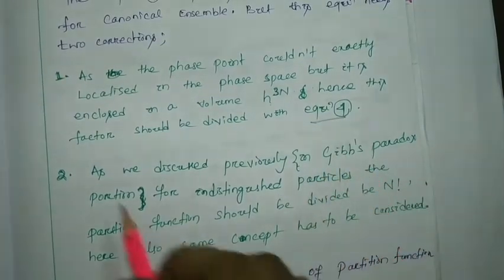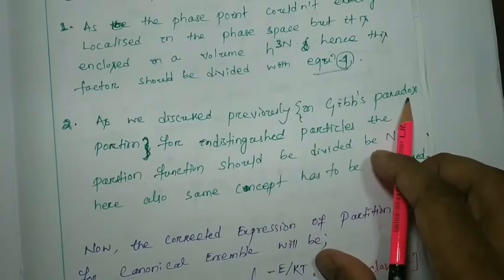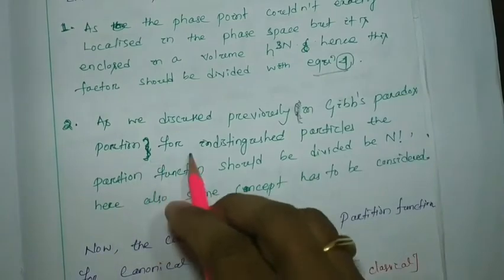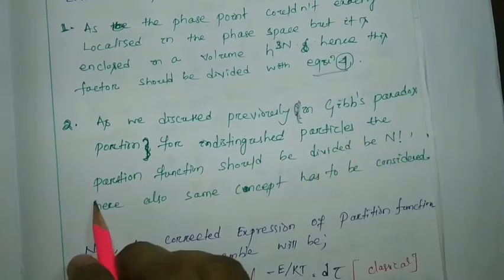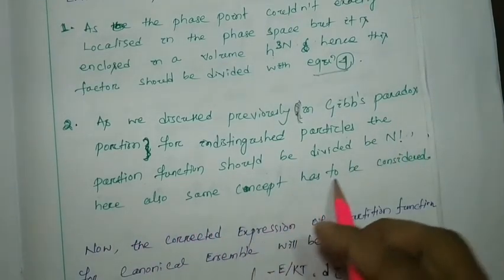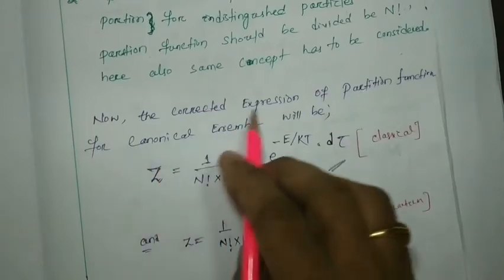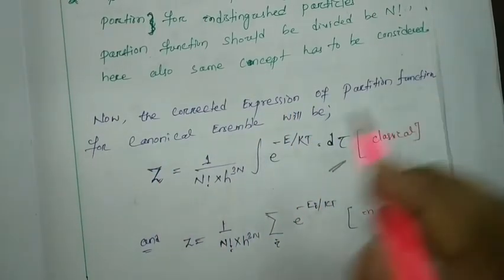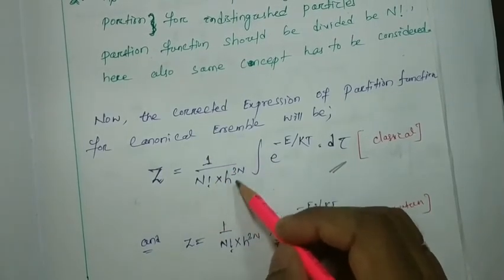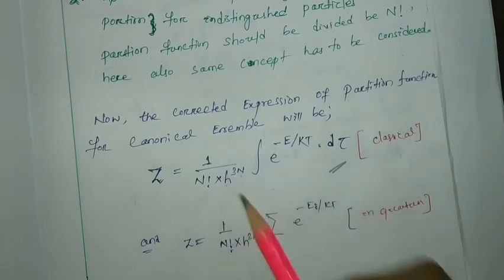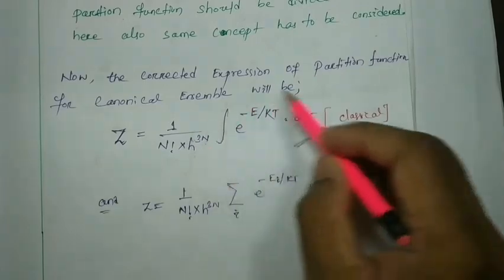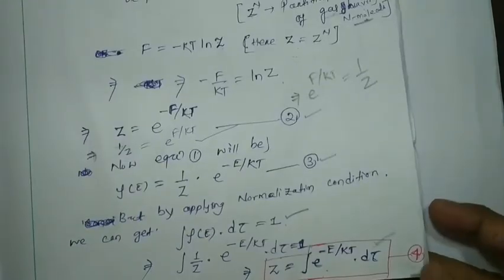Then, as we discussed previously in the Gibbs paradox portion, for indistinguishable particles the partition function should be divided by n factorial. Here also the same concept has to be considered. Now the corrected expression of the partition function for the canonical ensemble will be 1 by n factorial, again 1 by h to the power 3n, multiplied with this factor, that is with your equation number 4.